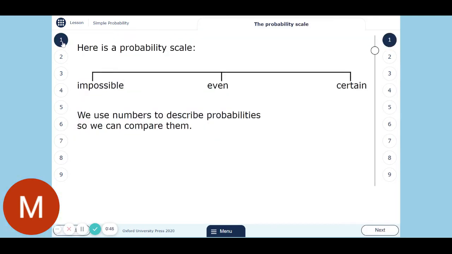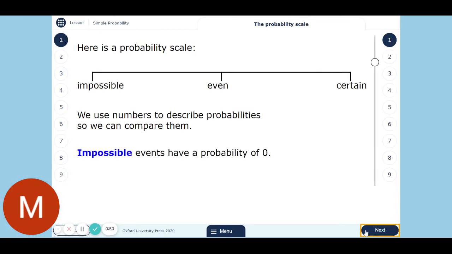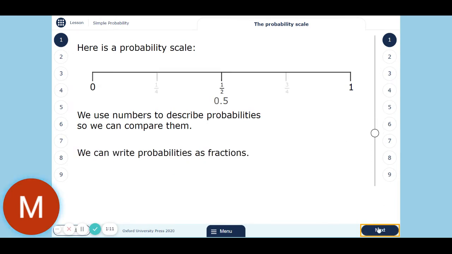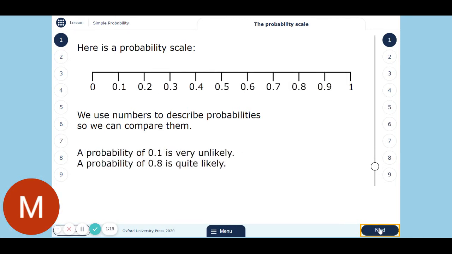So let's begin. This is the probability scale we had from before: impossible, even, and certain. If we want to put numbers on those, impossible events have got a probability of 0. Certain events, probability of 1. Even chance, half, 0.5, 50%. And this is just like a number line, okay? You can fill in some more fractions if you want. Nice even number line going up in quarters. Or you can fill it out with decimals.